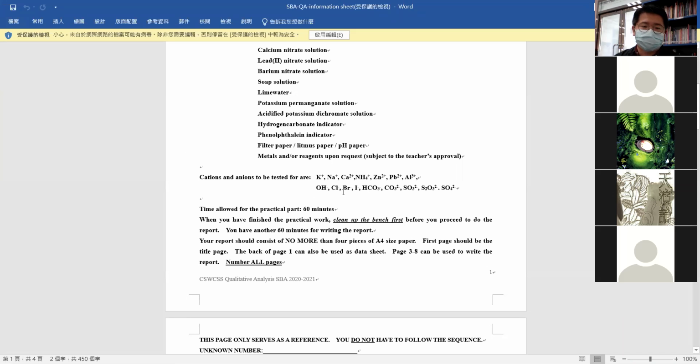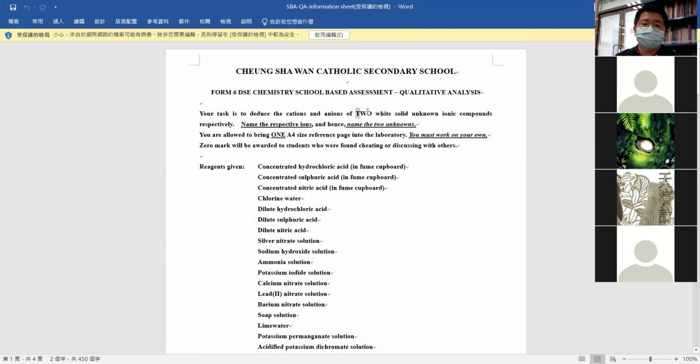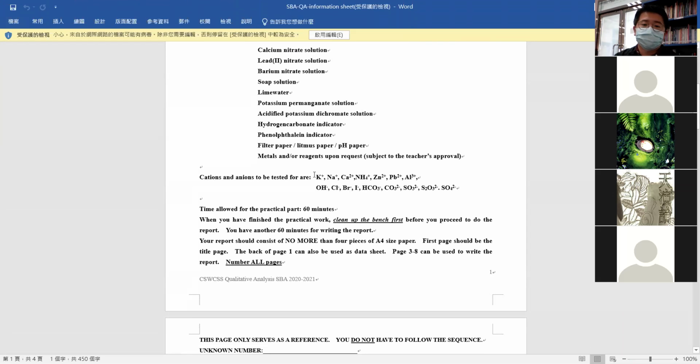Okay, so two separate experiments. For the first one, you're going to test the identity of two white solids. So what is the combination of such? 1, 2, 3, 4, 5, 6, 7. 1, 2, 3, 4, 5, 6, 7, 8, 9. Okay, so we have got a combination, right? Can you get my point? 7 cations, 9 anions. So how many different combinations would there be? You can make a guess, right?